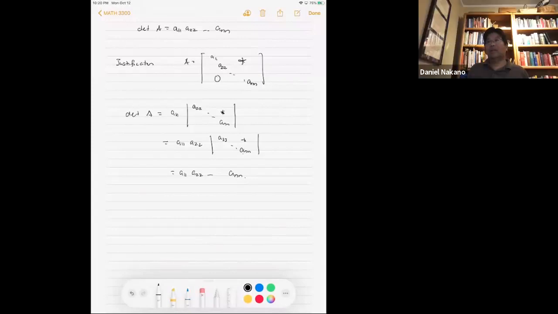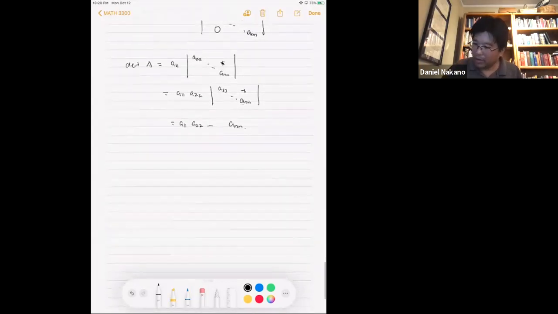Okay, this is a really good question. We're going to answer this next time. So let me just write out what we'll do next time. So next time, we're going to connect the Gaussian elimination process to determinants.